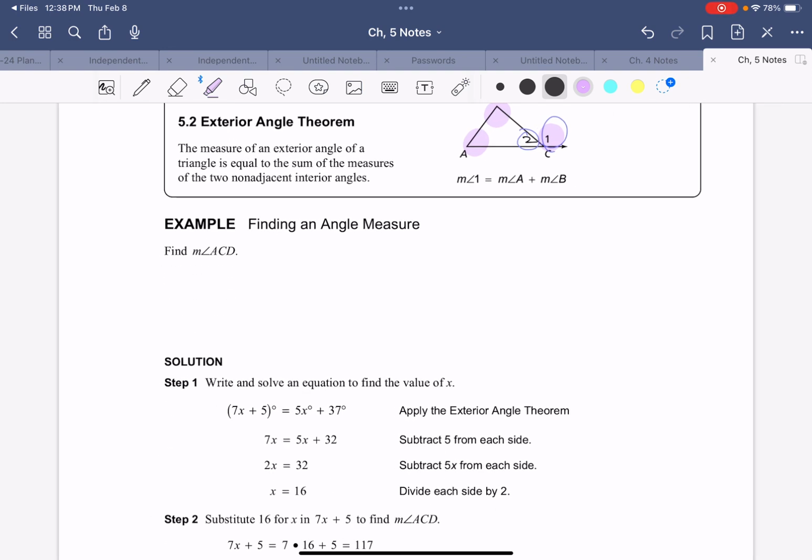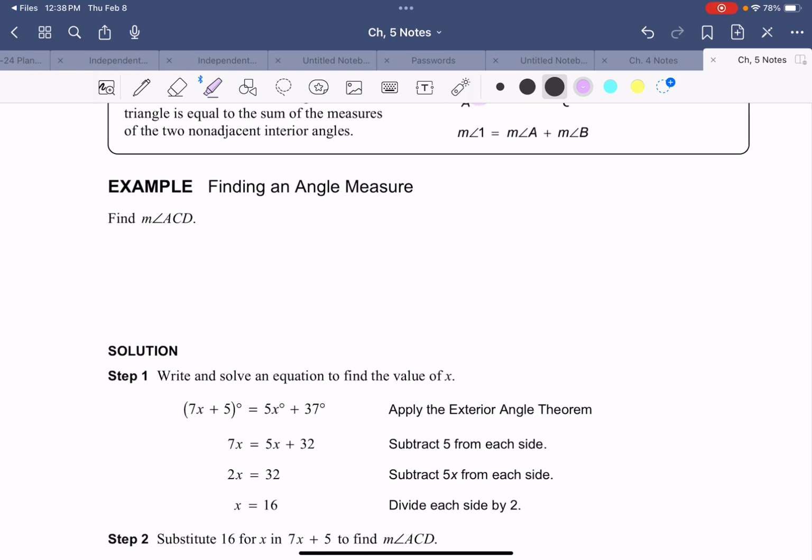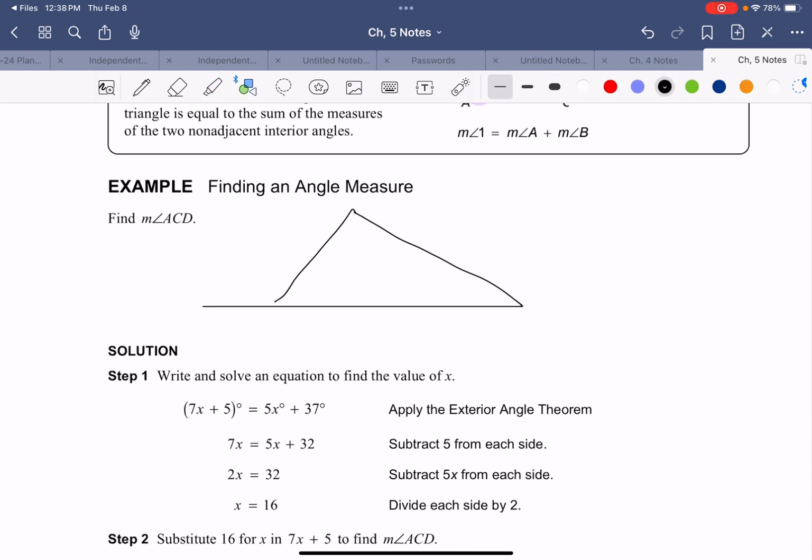So let's look at finding angle measurements. Wow, this just did not download correctly at all. Find the measure of ACD. Well, I do not have the figure at all. Things did not copy over. So I'm just going to draw it in for you, because you probably have it. So I get here, and then I'm going here, and then here.